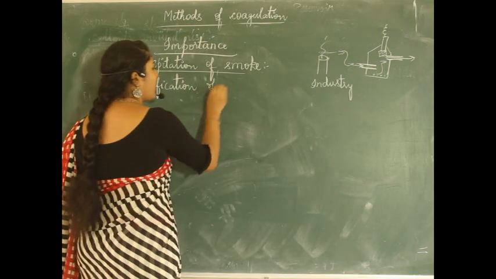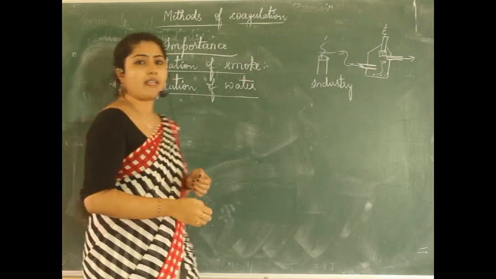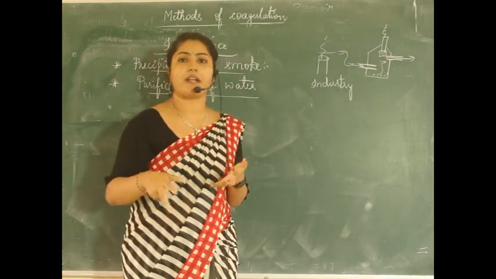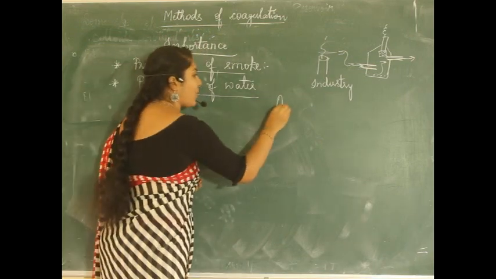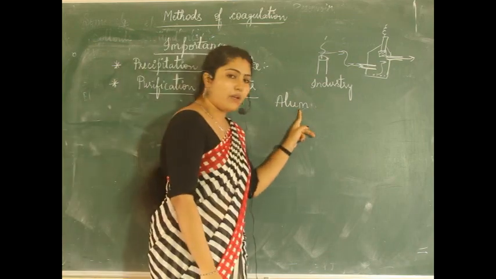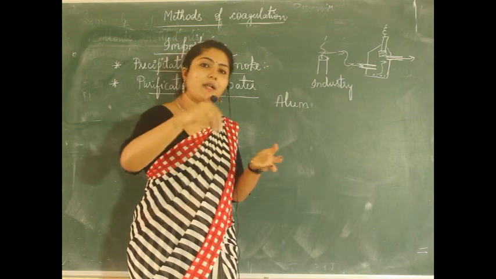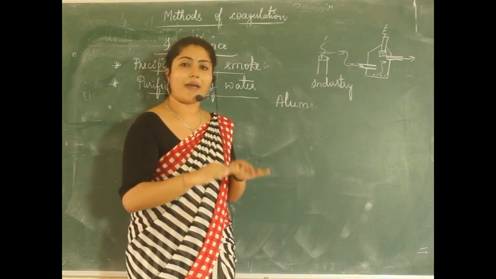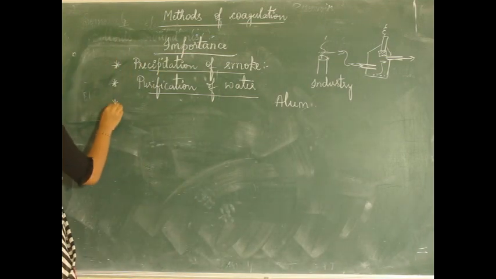Drinking water, if suppose water contains suspended particles, say clay particles or dust particles suspended in it, then it is treated with alum. Alum is a salt of aluminium. When water is treated with aluminium salt, that is alum, the suspended particles coagulate and settle down. That is again purification of drinking water.